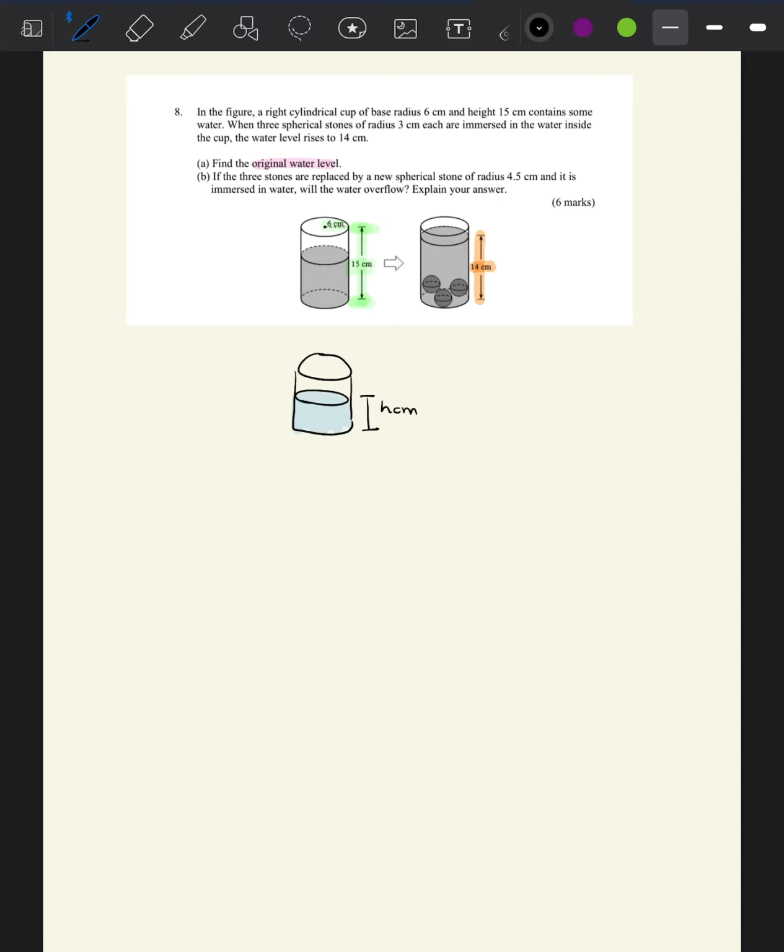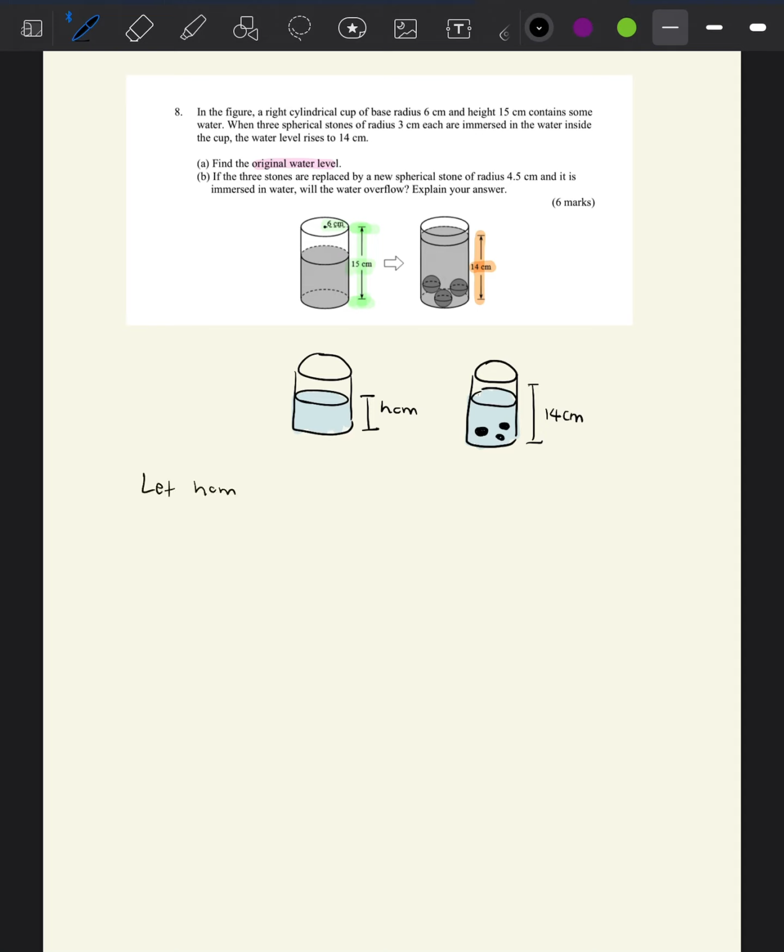Once you put some stones in there, the water level has risen. So it becomes 14 cm now, 14 cm, and then the water level is up here. So the amount of water that has increased is actually equal to the volume of the stones, because once you put them in, the water level rises. It means that the volume of water that has risen is the same as the volume of your 3 spherical stones. So here, 3 of those. Remember, you've got 3 of those.